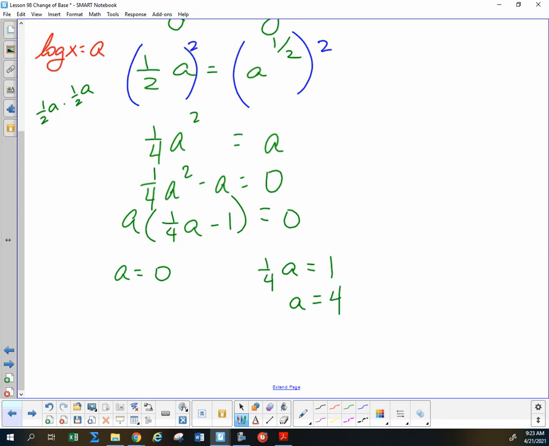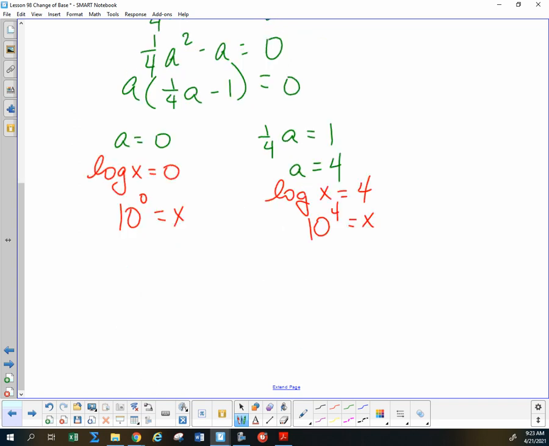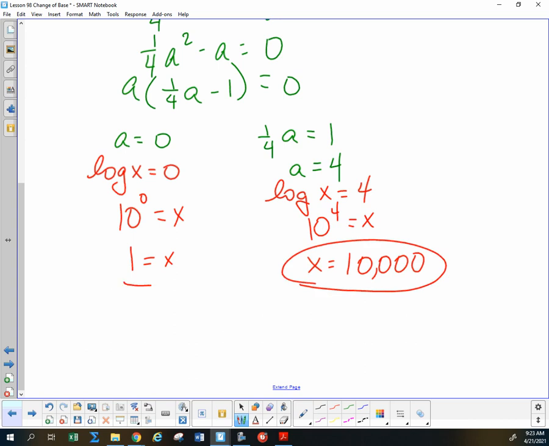But I'm not finished because I need x. And a was really my log x. So log x is 0, or log x is 4. Convert to exponential. 10 to the 0 is x. 10 to the 4th is x. So anything to the 0 is 1. And this would be 1 with 4 zeros. So 10,000. Don't forget the comma. And we have solved it.